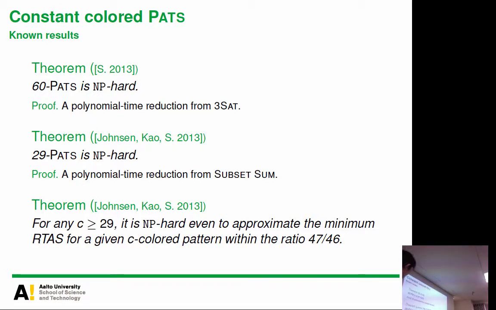Then the next theorem says that even approximation is tough. Tile complexity is a minimum, and even a small one is good for application. But we destroyed this hope by proving that even approximation with ratio 47/46 is NP-hard. That applies to 29 colors or more. For fewer colors, there is still hope.